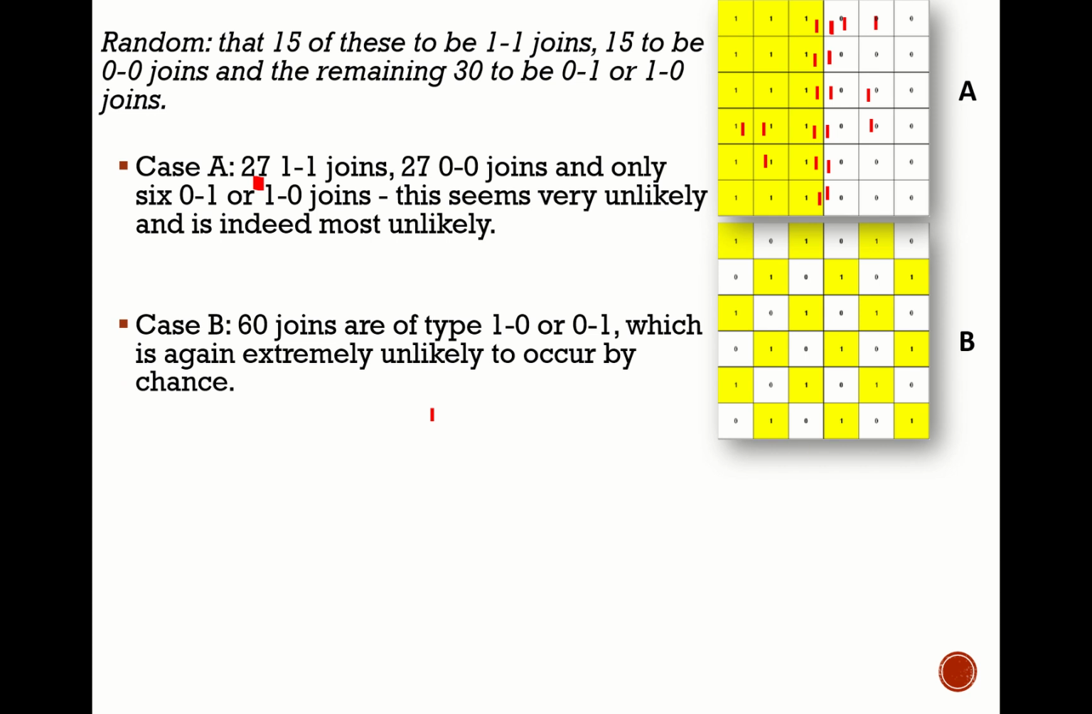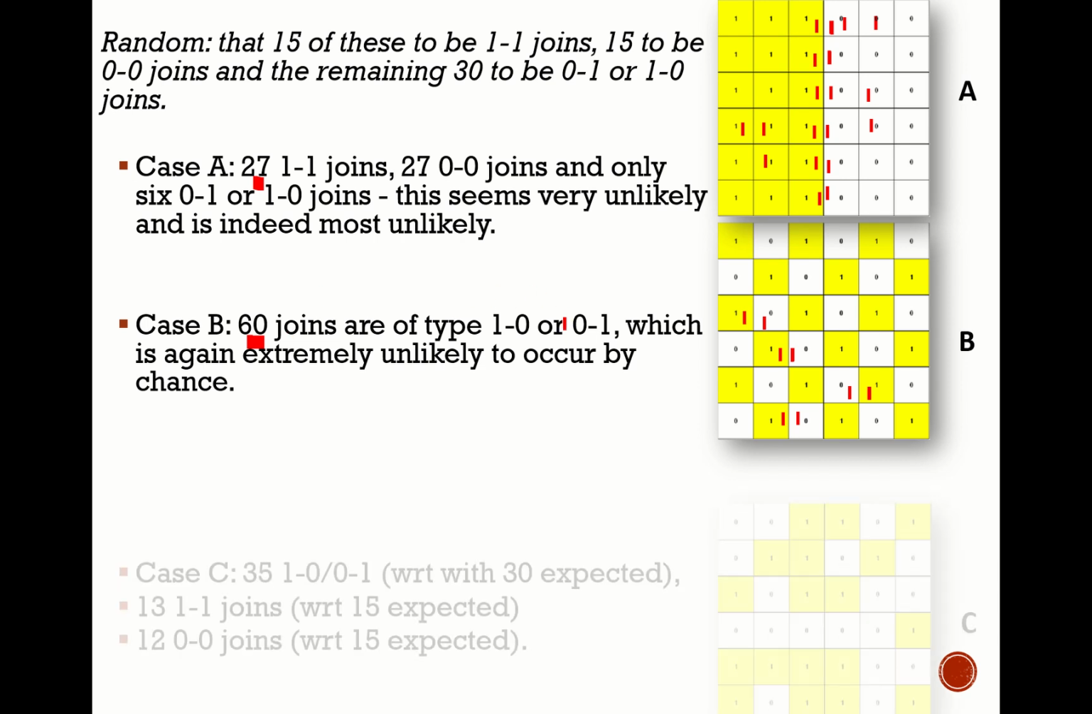Now let's look at a very dispersed data set. In this case, we have 60 joins which are one-to-zeros, basically negatively autocorrelated. So in this case, we have a lot more zero-to-one joins than we would expect just by random chance.